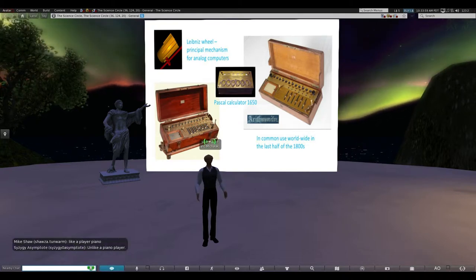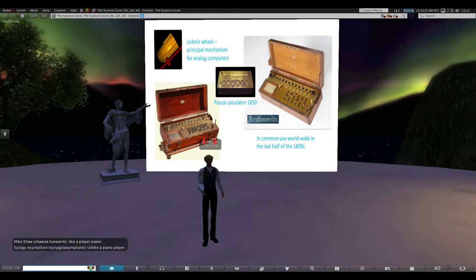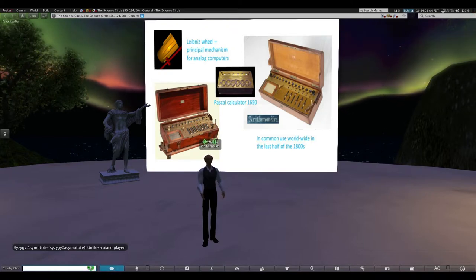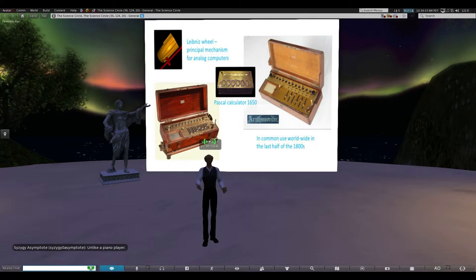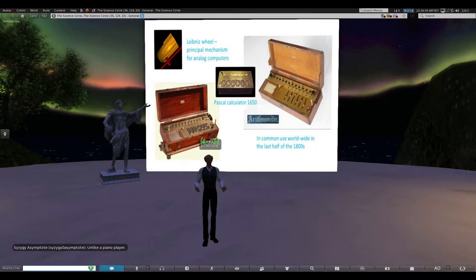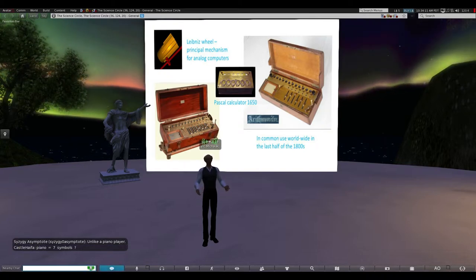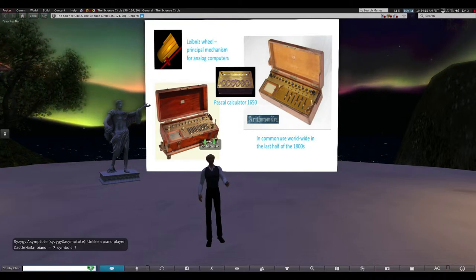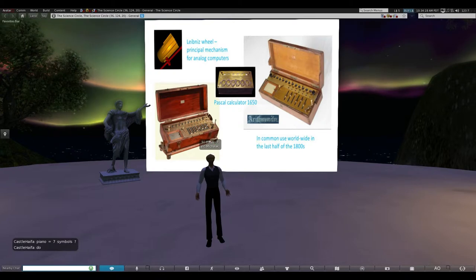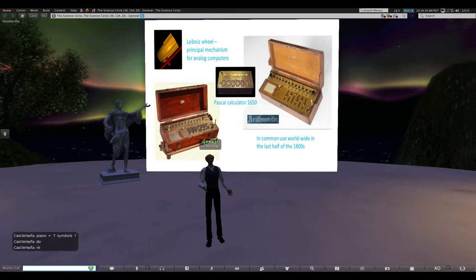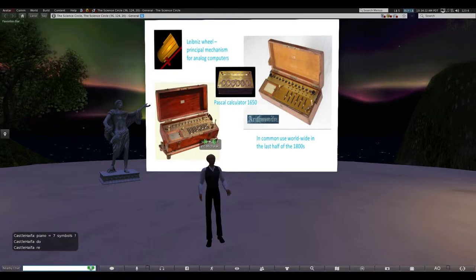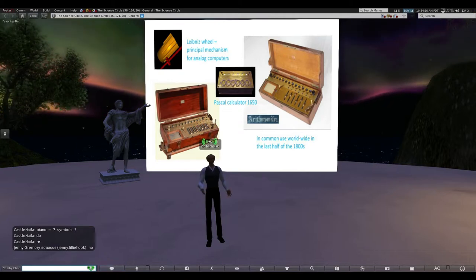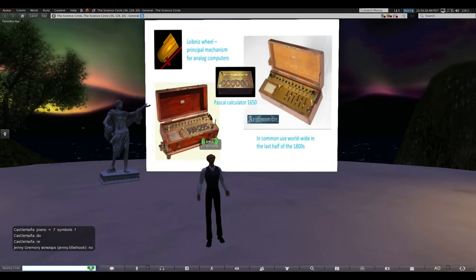Well, those particular punch cards were later used by an immigrant to the United States named Herman Hollerith, and let me see, I'm looking up his little computer here. I'm looking for Hollerith cards, punch cards. Okay. But in any case, he used punch cards in order to store data.